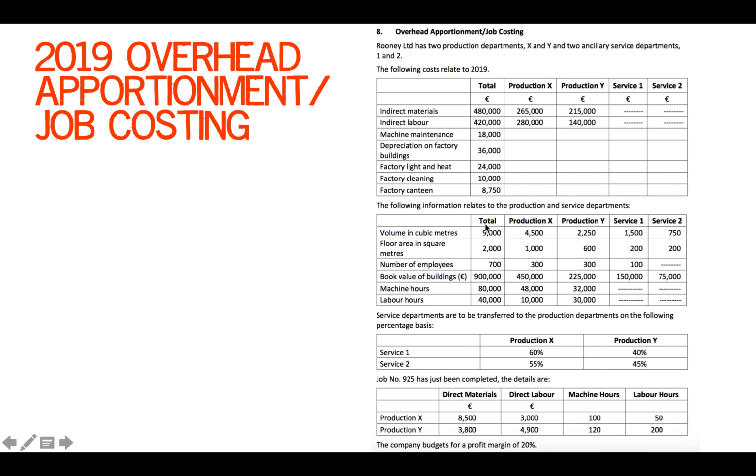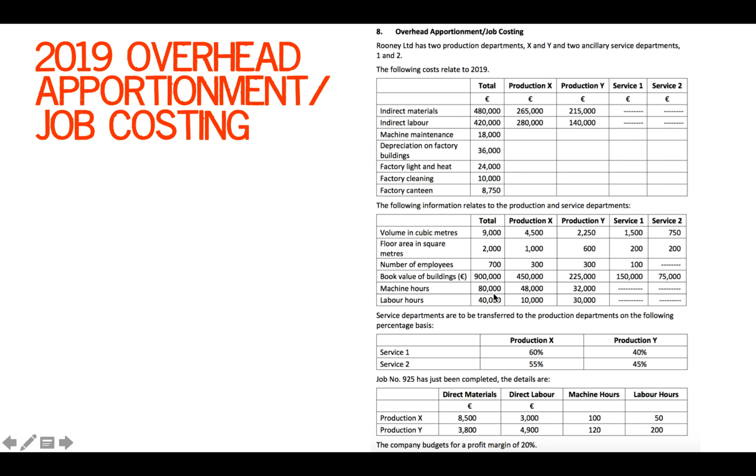So we have here total, production X, production Y, service 1, service 2. We have volume in cubic meters, total 9,000, split up into the 4 different departments, all the different amounts of volume. Then we have floor area in square meters, total 2,000, split up between the different departments. Number of employees, 700 in total, split up between 3 departments, there is none in service department 2. Book value of buildings, €900,000, split up between the 4 departments.